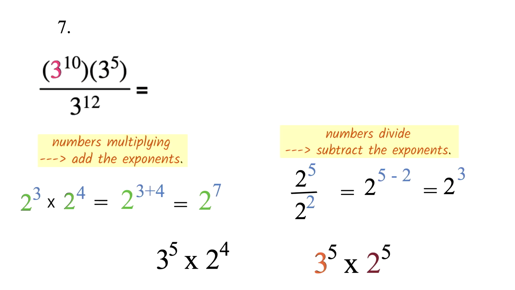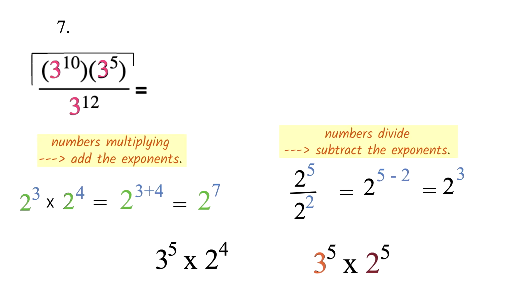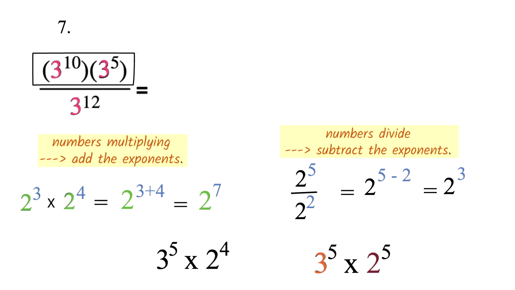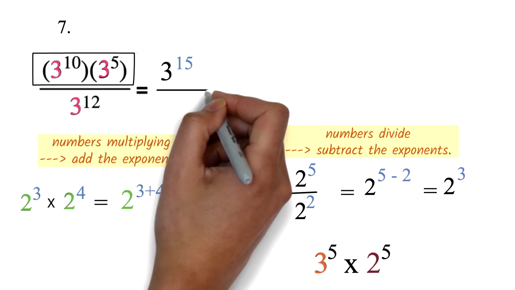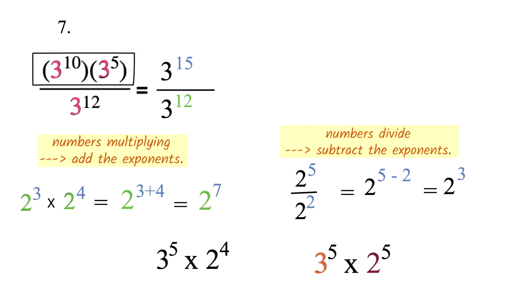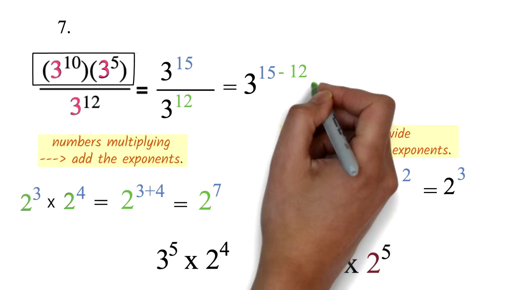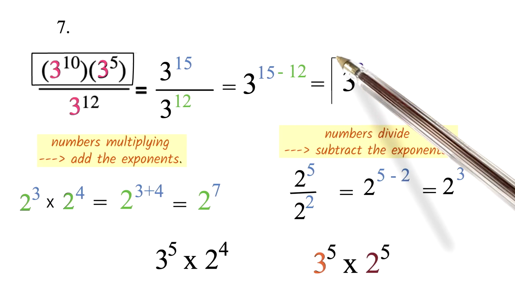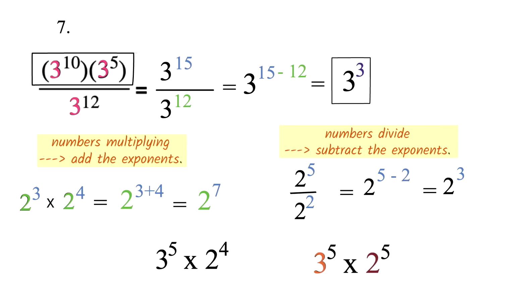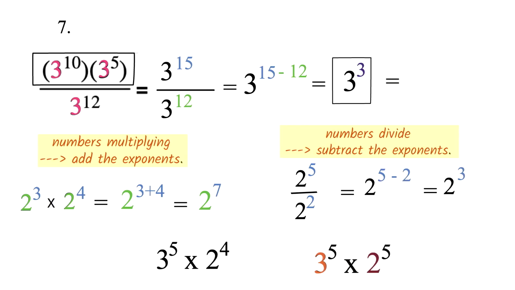So for our question, we can see that they all have the base of 3, so the rules can apply. So 3 exponent 10 is multiplying 3 exponent 5, so we can add the exponents to get 3 exponent 10 plus 5. This will give us 3 exponent 15. This 3 exponent 15 is being divided by 3 exponent 12. We know that when terms with the same base divide, we can simply subtract their exponents. So we have 3 exponent 15 minus 12, which is 3 exponent 3. So this is the answer. They could have required you to further simplify the 3 exponent 3, which will be 3 times 3 times 3. This will be 27.